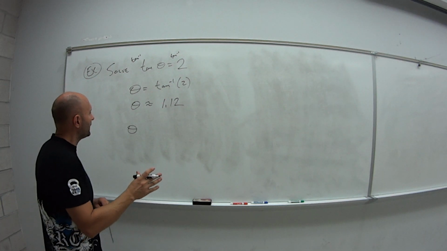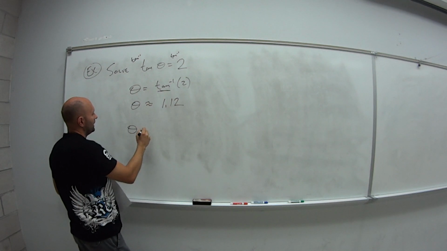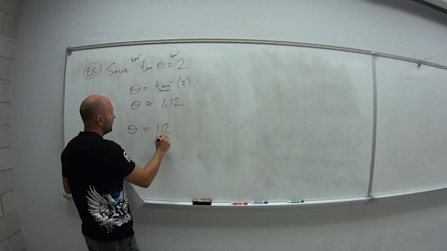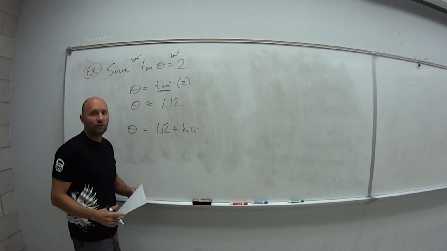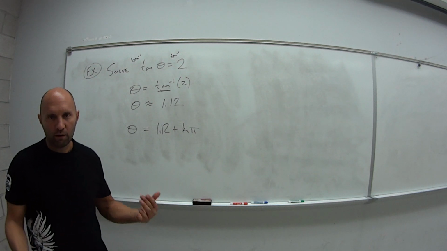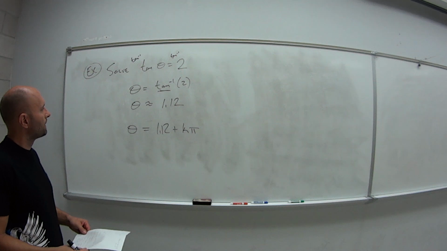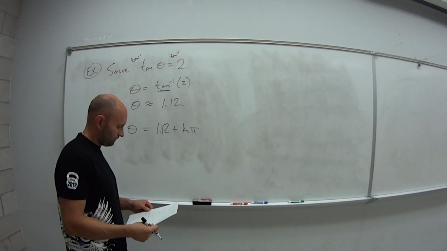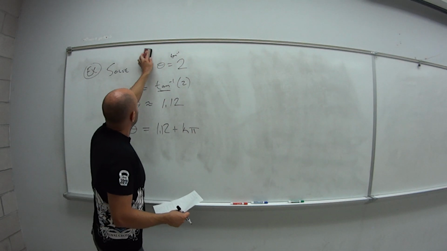It's just pi. So if we want to list all the solutions when we have tangent or a cotangent function, we're going to say this is 1.12 plus k times pi instead of k times 2 pi like we did on the last two problems. That's it. Fairly straightforward problem there. All right, let's look at another one.